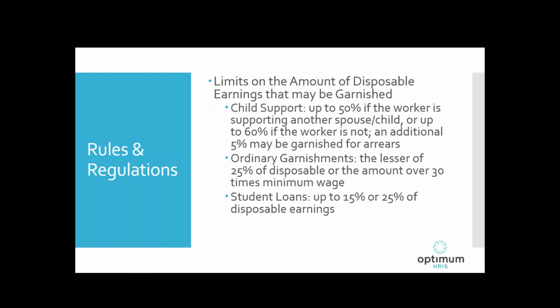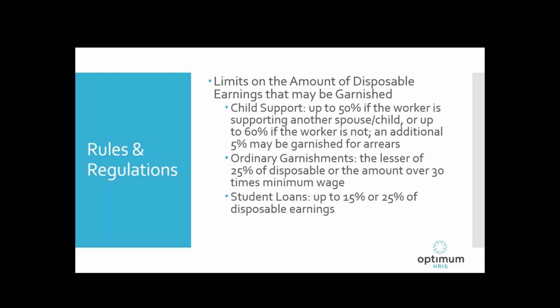Something else the CCPA does not do is place limits on garnishments for certain tax levies or bankruptcies. The CCPA, or federal law, sets the following limits on the amount of disposable earnings that may be garnished for child support: up to 50% if the employee is supporting another family, or 60% if the employee is not supporting another family, and it allows for an additional 5% for arrears.